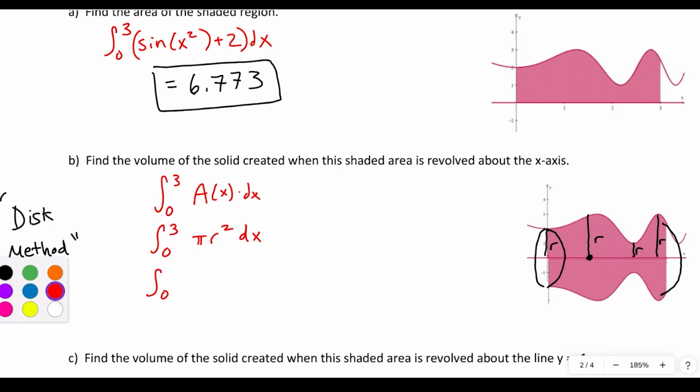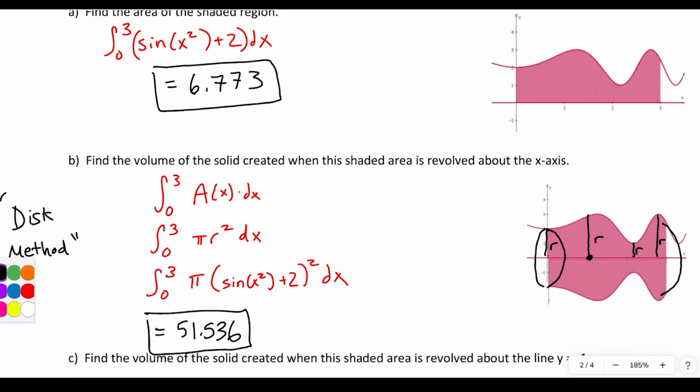So this is how you'd actually type it into Desmos. Pi times the radius squared dx, where the radius is sine of x squared plus 2. Now, we've got everything in terms of x, so there's really no simplifying that you need to do. We're just going to type that into Desmos and get an answer out of that. And we get 51.536 cubic units. There's no units given here, so we'll just leave it at that.